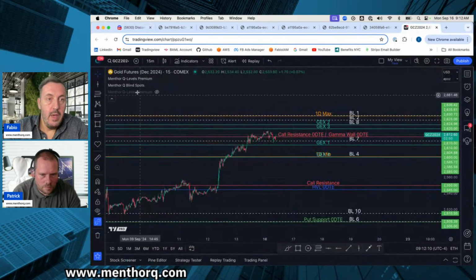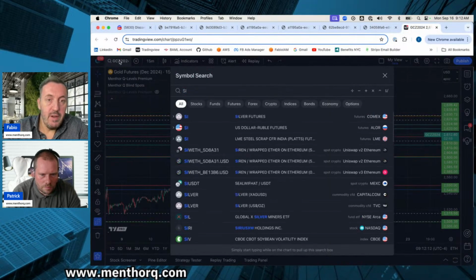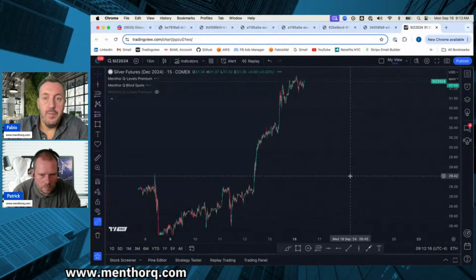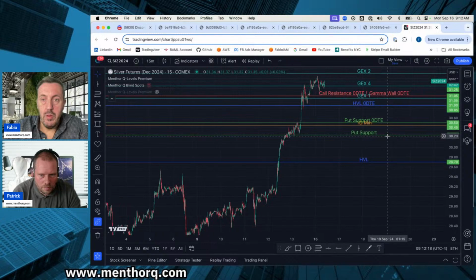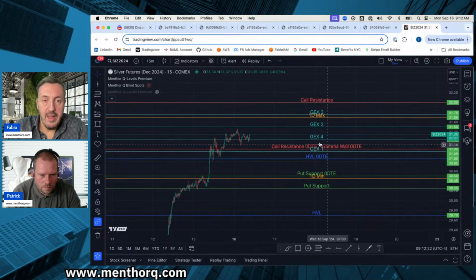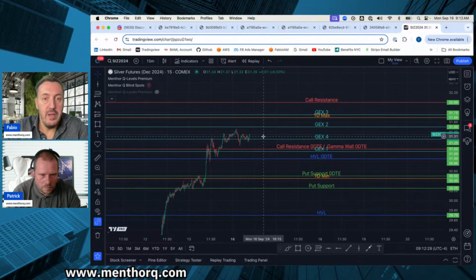All right, let's do the same thing for silver. So we open the silver future, and we see a similar story. The price kind of broke over the core resistance 0 DTE. Now it's kind of pinned right here. Let's see what happens at the open.